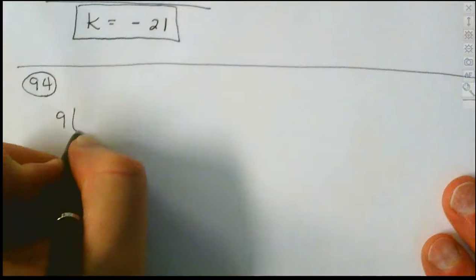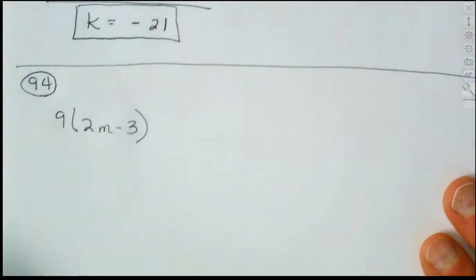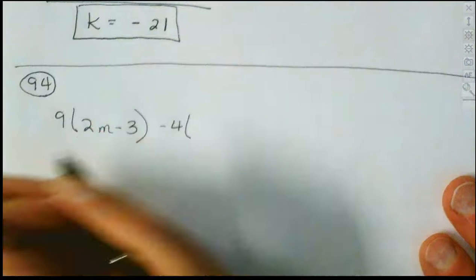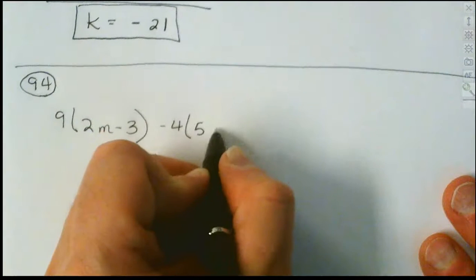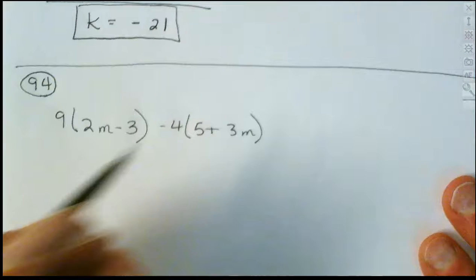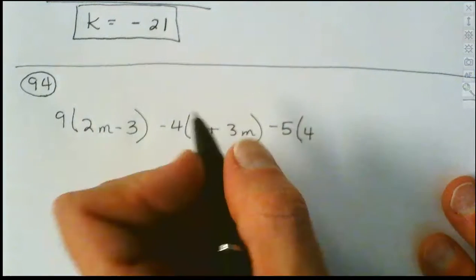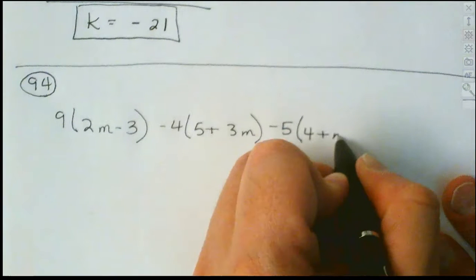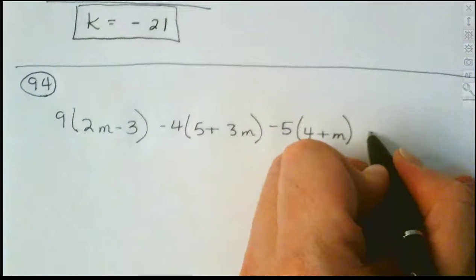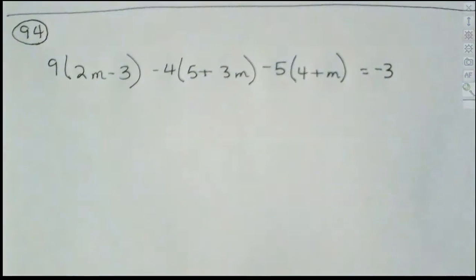We have 9 times 2m minus 3, minus 4 times 5 plus 3m. And we've got a minus 5 times 4 plus m equals a negative 3. Okay, so what are we going to do first? Well, we're going to begin by distributing through.